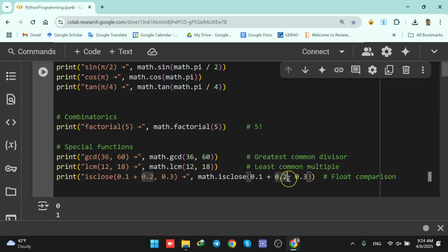For example, we are having a comma here. So whatever is before the comma is going to be compared with whatever is after the comma. So we are going to see here we are having 0.1 plus 0.2, and on the right side we are having 0.3. Are they equal? Yes, so the answer is true. This is going to happen using the isclose function.